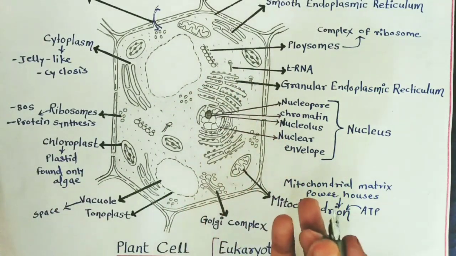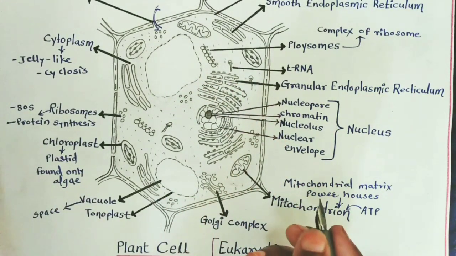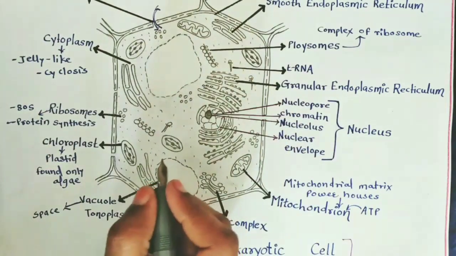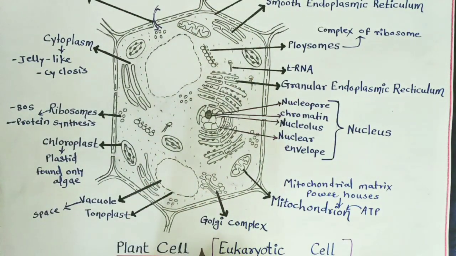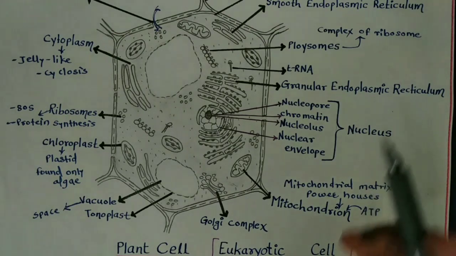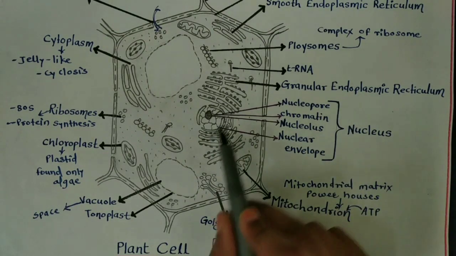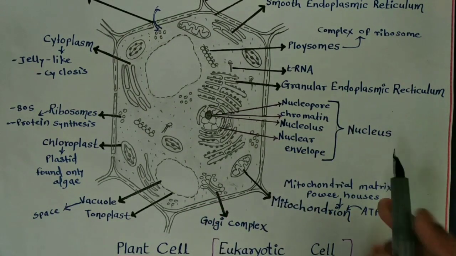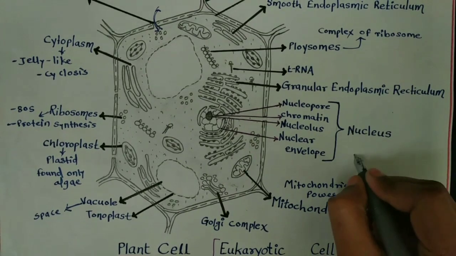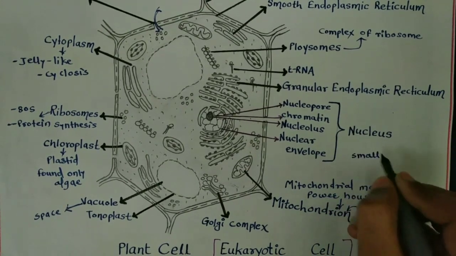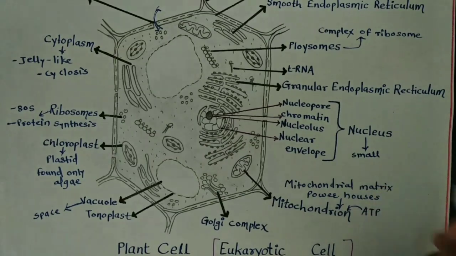So next we are talking about the nucleus. The nucleus controls all the cell organelles, like a human brain. The nucleus is small in plant cells and big in animal cells. The nucleus contains the nuclear pore, chromatin, nucleolus, and nuclear envelope.